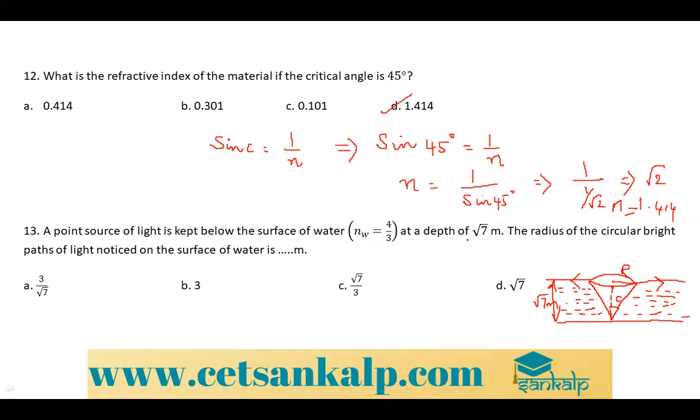The refractive index is given, the height is given. So you have to find sin C is equal to 1 divided by 4 by 3, and 3 by 4 is nothing but sin C. You know that, right? We need to find the radius. For the radius, we need to know this angle. We can define tan C as opposite by adjacent, right? So R divided by root 7.